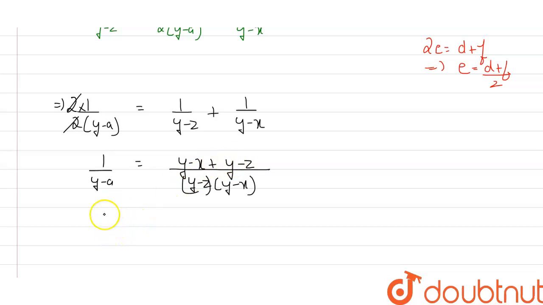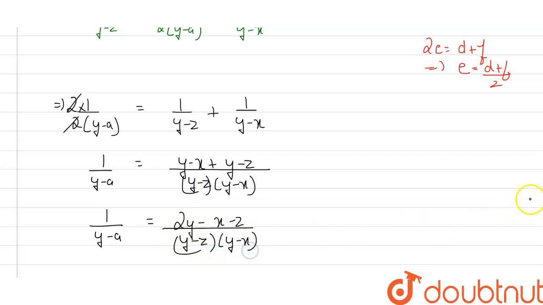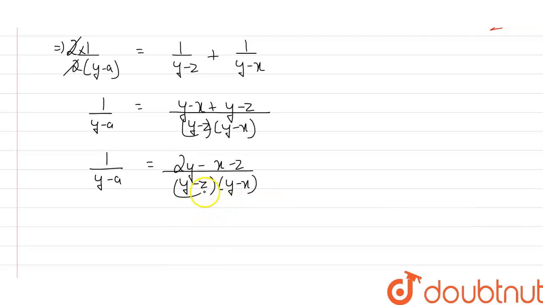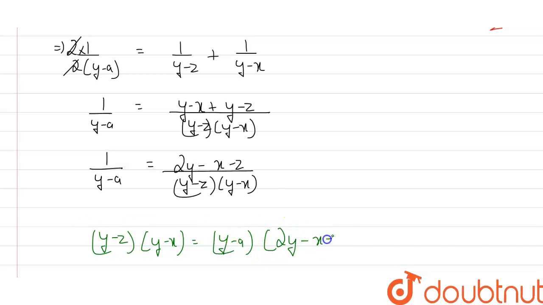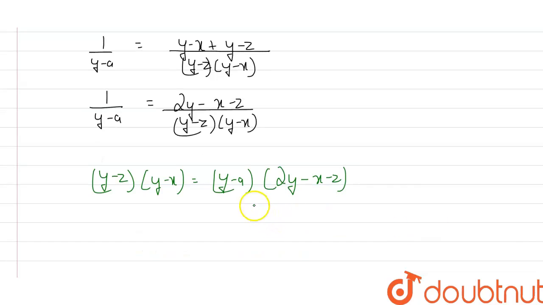So now this will become 1 upon y minus a equals (2y minus x minus z) divided by the product of y minus z and y minus x. Now if I cross multiply both sides, this will become (y minus z) times (y minus x) equals (y minus a) times (2y minus x minus z) here I have. Okay.